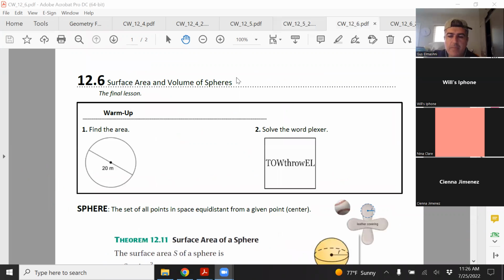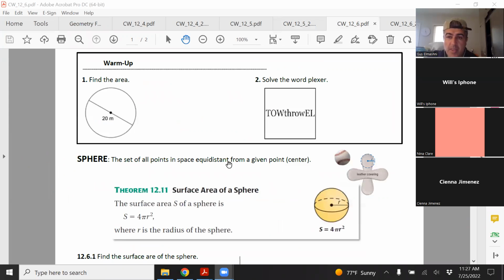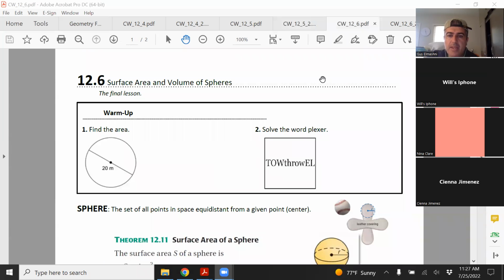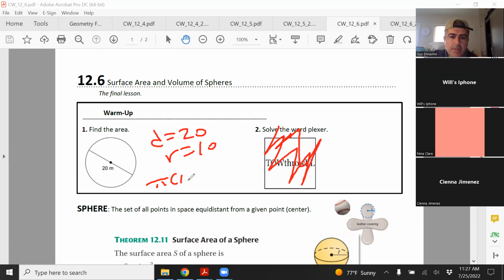So this is yet another shape or object, a sphere, kind of like a ball. Think of it that way. Area is easy. The diameter is 20. Radius is 10. See, 100 pi. That's all. So that should be pretty easy.